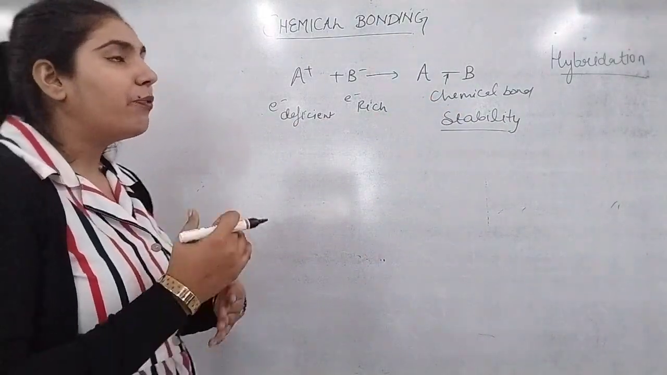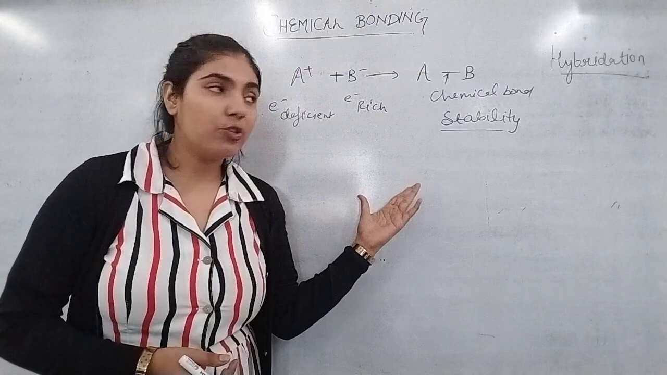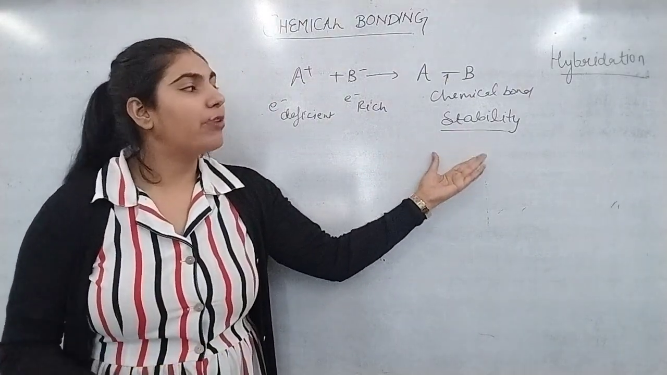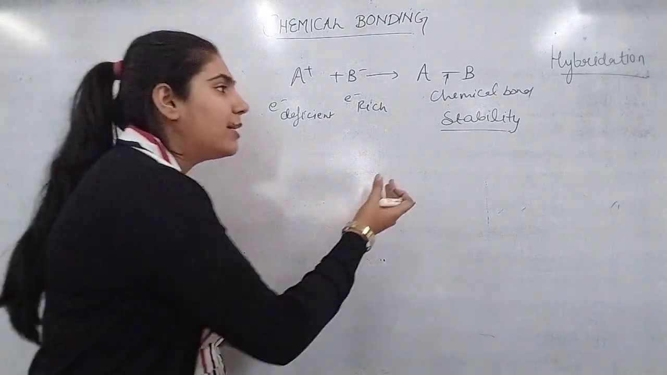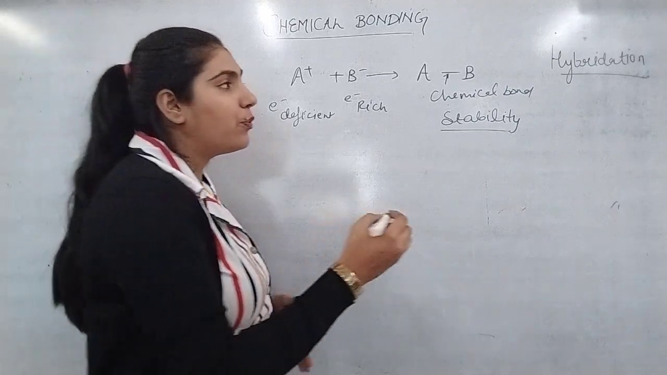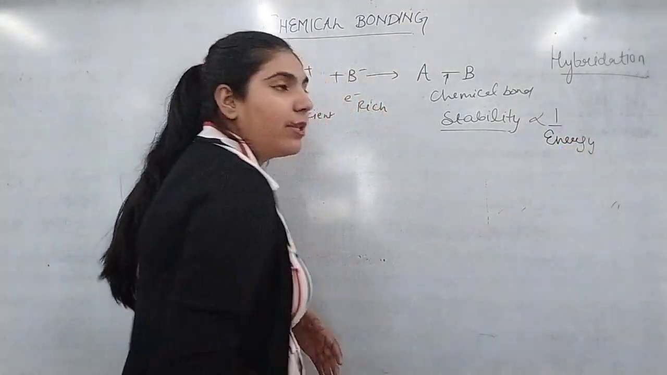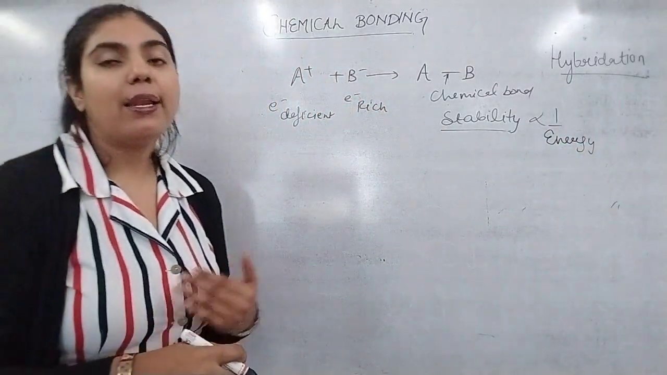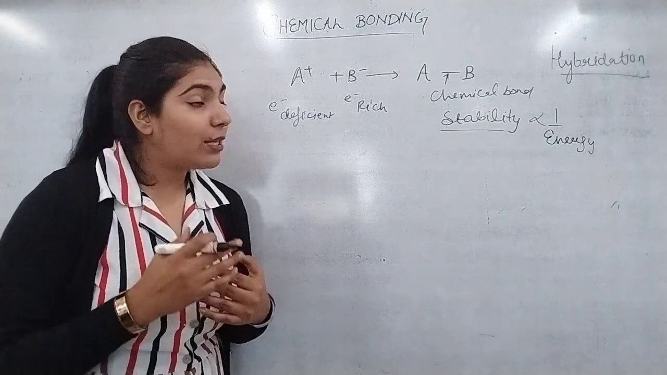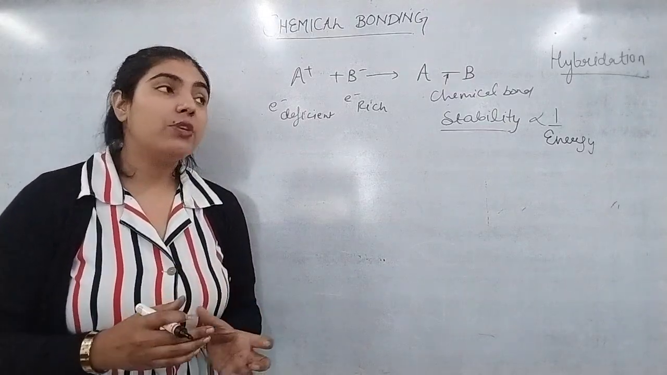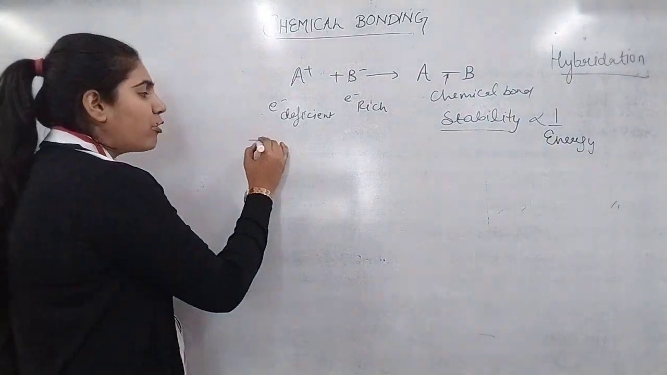So exactly what is a chemical bond? That is, when electron deficient or electron rich species combine, they lead to the formation of a chemical bond, right? But why are they doing so? The reason is to get stability, and you must know that stability is inversely proportional to energy. We know that when two elements are combining, there are forces of repulsion and attraction between the nucleus and the outermost electron, right? So the net force would give less energy, which leads to more stability while forming a bond.